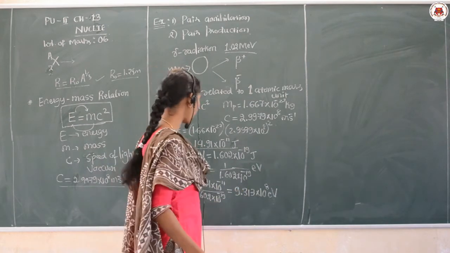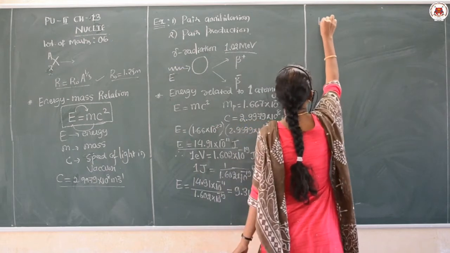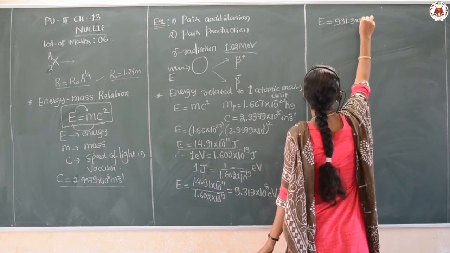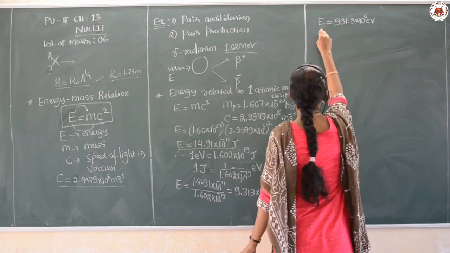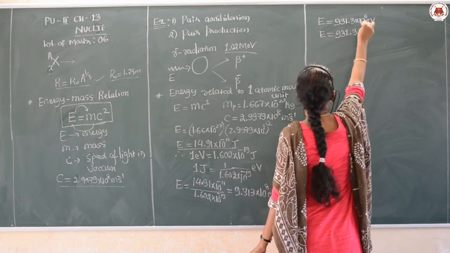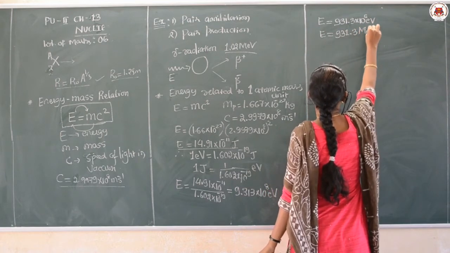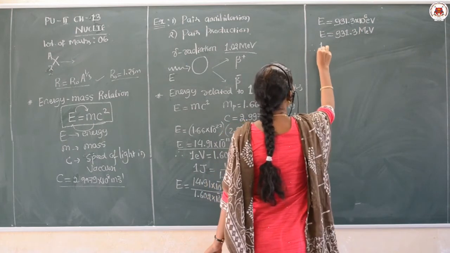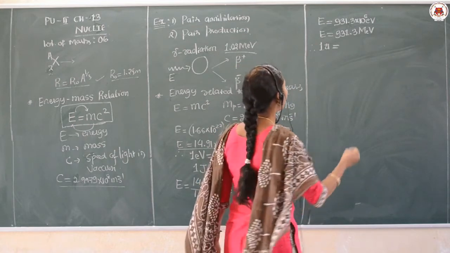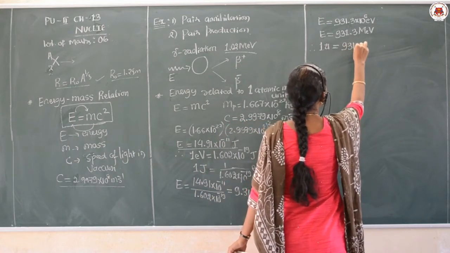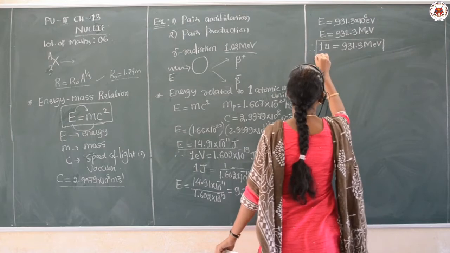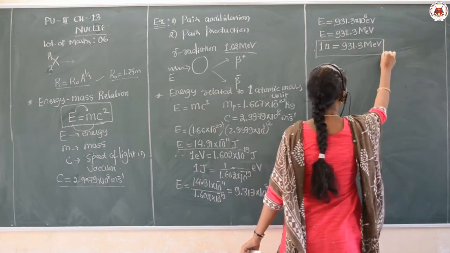Then again this is simplified as energy E is equal to 931.3 into 10 raised to 6 electron volt. This is nothing but E is equal to 931.3 mega electron volt, since 10 raised to 6 is named mega. Therefore, 1 atomic mass unit is equivalent to 931.3 mega electron volt of energy. This is a very important relation between mass and energy.